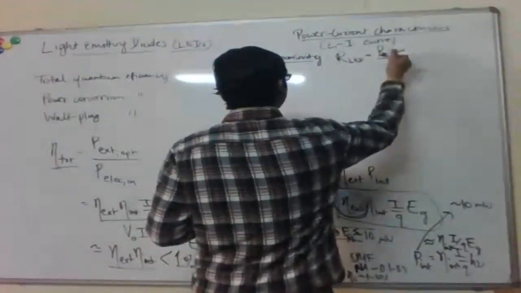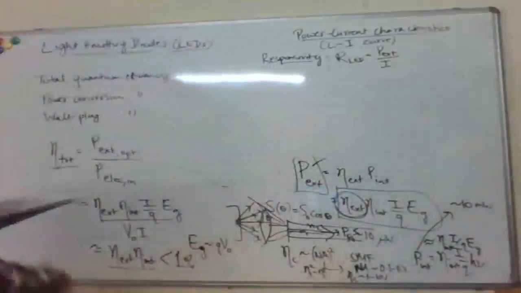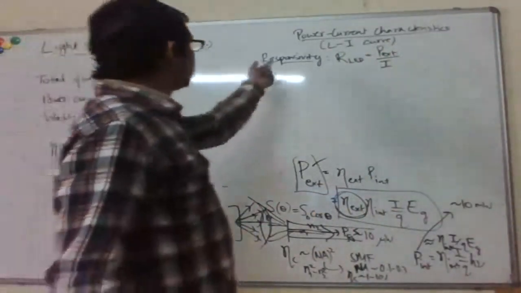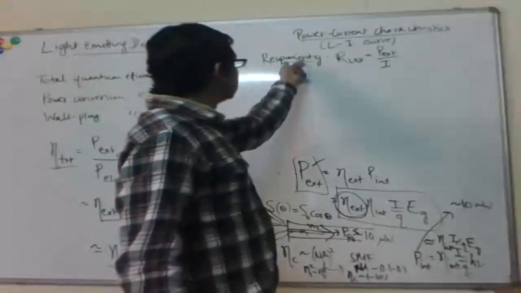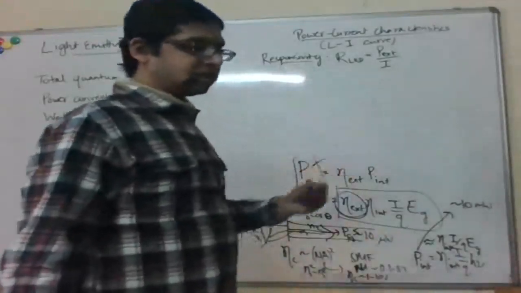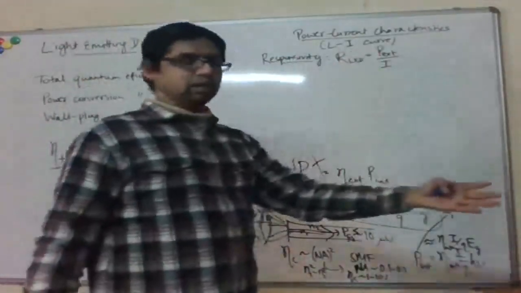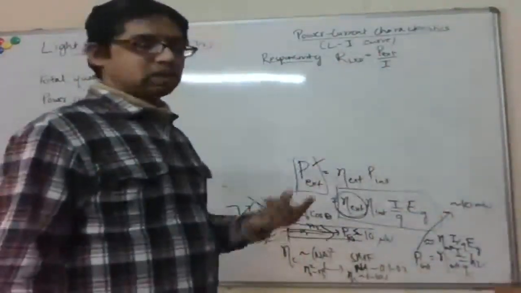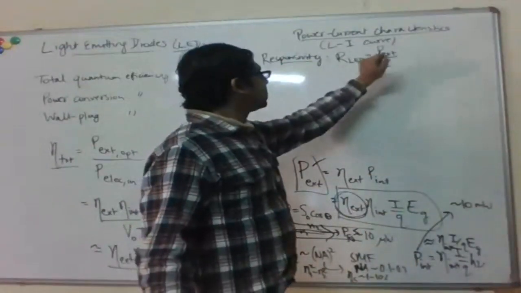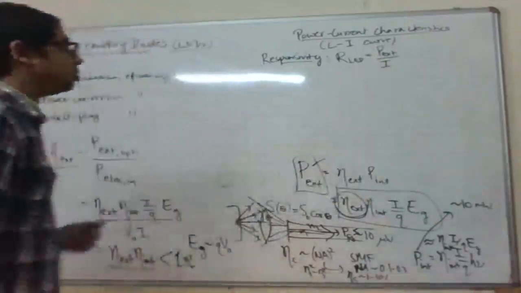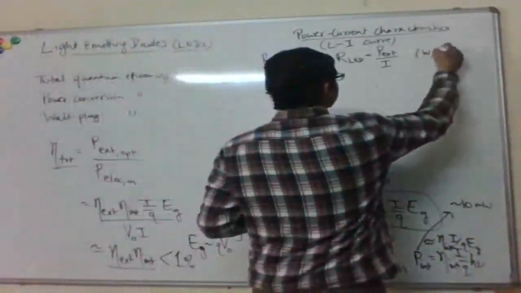That is the optical power coming out divided by the input current. This particular term also comes up when we study photodetectors. Photodetectors are often defined in terms of their responsivity, where we define the current generated per unit optical power incident on the device. Here it is the opposite: the optical power generated per unit input current. So you can see the units here are watt per ampere.